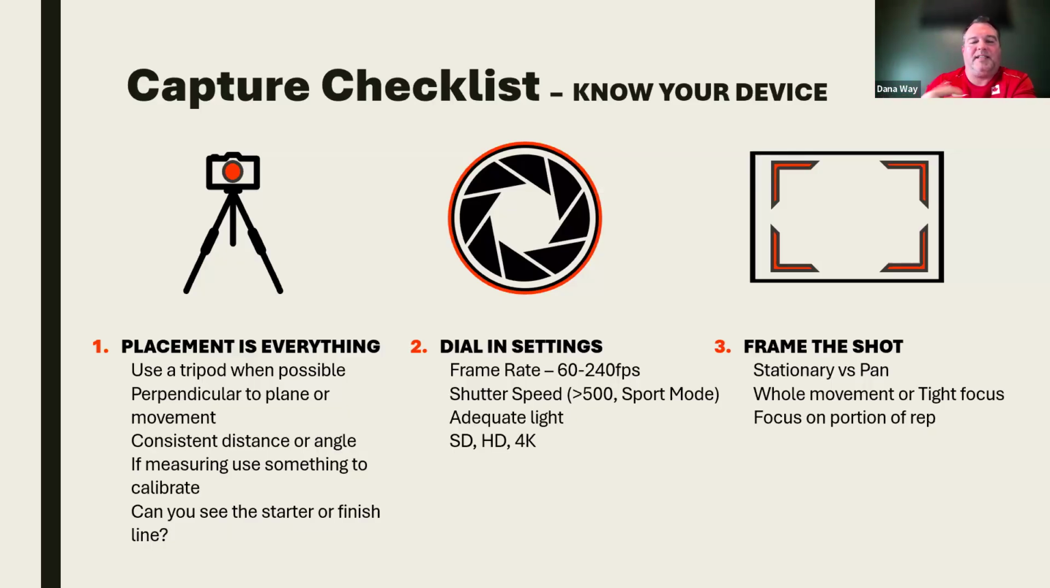The second part is around settings of your camera. I think some of these pieces are where people get confused. Certainly on an iPhone we have what's called slow motion, where it's just slow motion. It's not really slow motion. It's actually a really high frame rate played back at a normal frame rate.